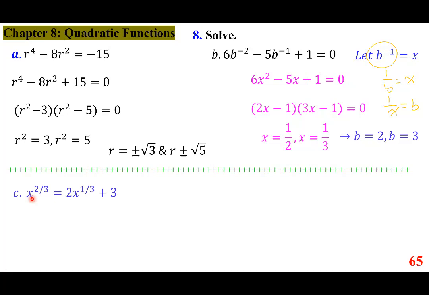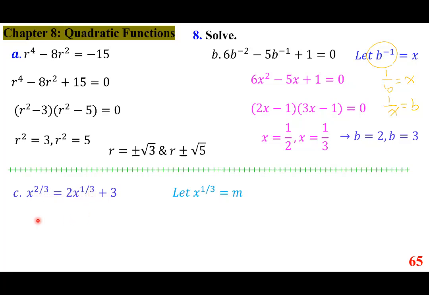So how about this one? We bring them to the same side, and we let x to the power of 1/3 be equal to m or y or z or x, any variable except x, in which case x to the power of 2/3 becomes m squared. So when we choose this, this becomes m squared equals 2m plus 3.